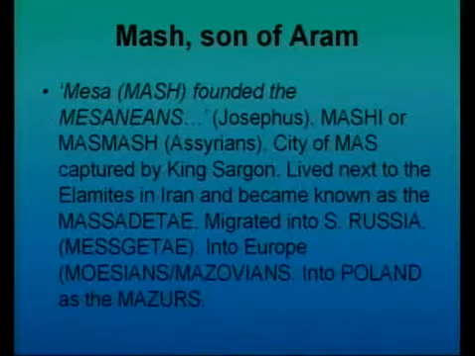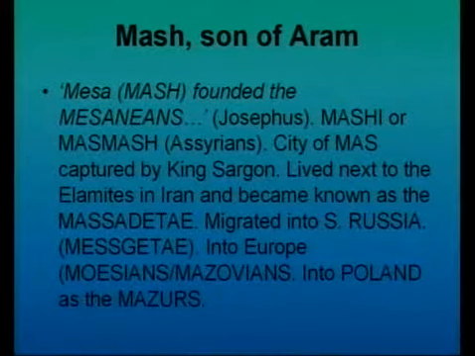Mash, the son of Aram. Well, Josephus says he was the founder of the Massanians. They were known as the Mashi, or the Mash, by the Assyrians. The city of Mass was captured by King Sargon, we discover. And they lived next to the Elamites in Iran and became known as the Massadetai. They migrated into South Russia. They went into Europe and eventually into Poland, some of them, where they were known as the Mazurs.